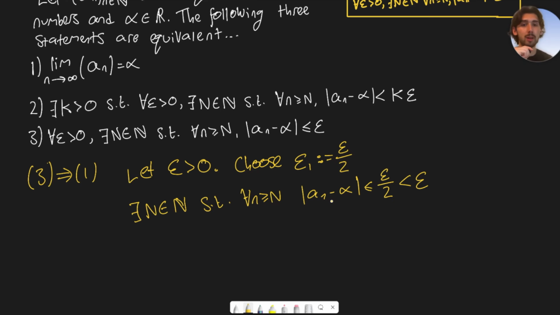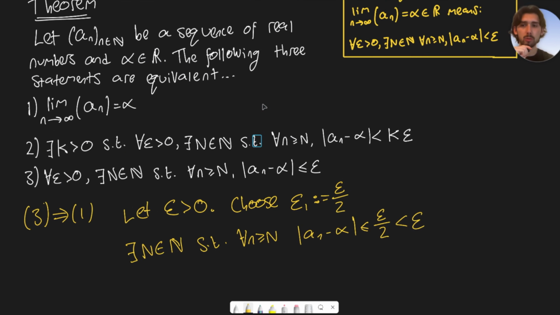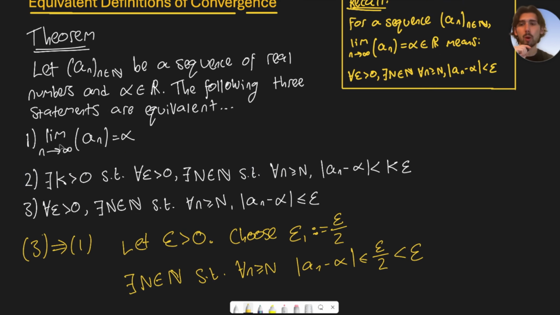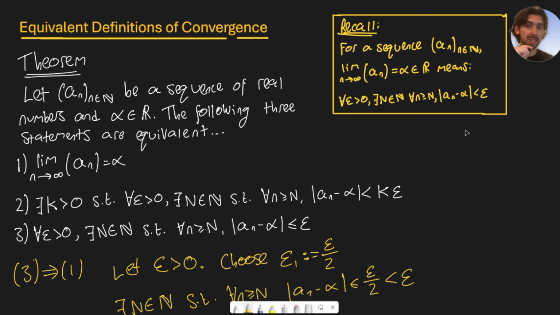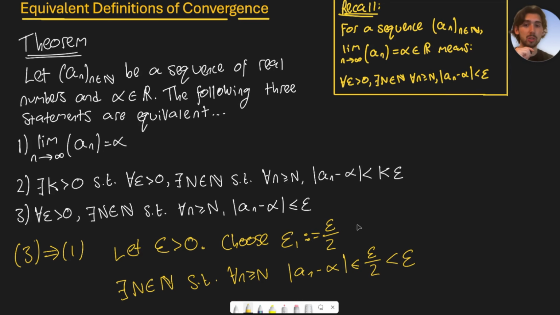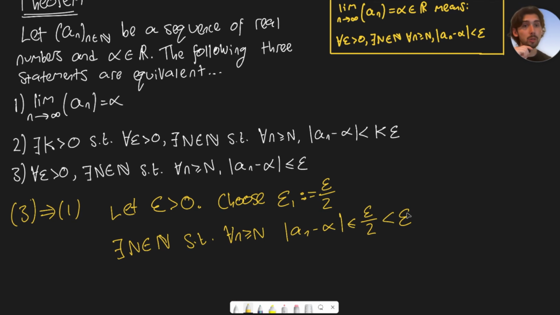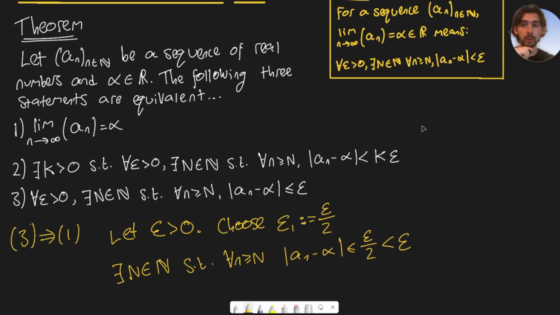So that implies that we do have 3 implying 1, because by 1, remember the definition, the way that we write this, the limit as n approaches infinity of an equals alpha. In quantifying notation, it's the thing in the top right up here, and indeed you can see that we do have that. So we have shown now that 1 implies 2, 2 implies 3, and 3 implies 1, which means they all imply each other, which means they are all equivalent to each other.